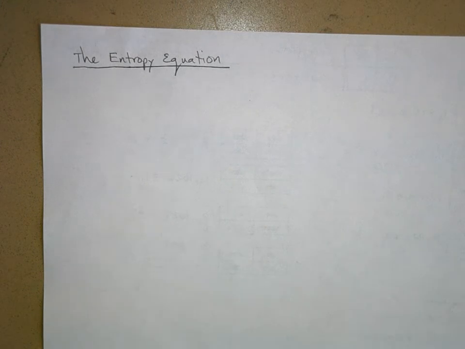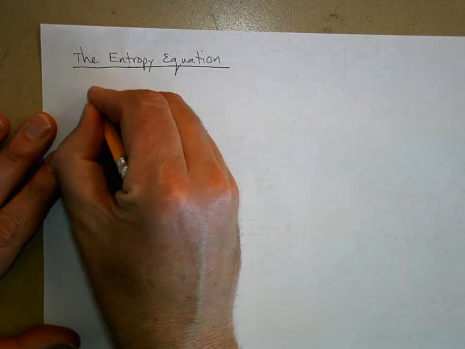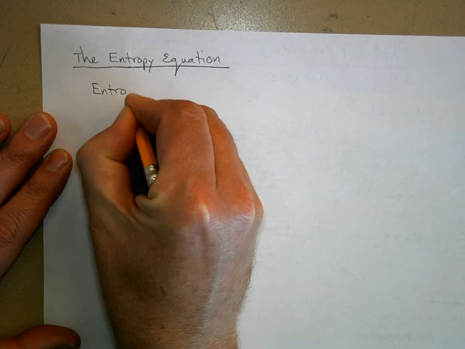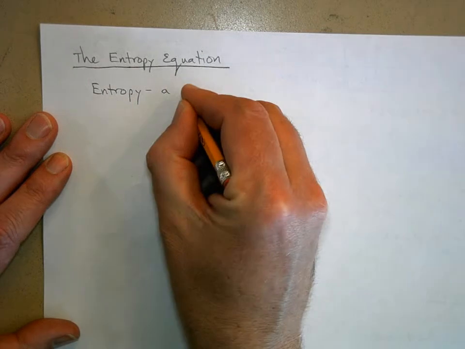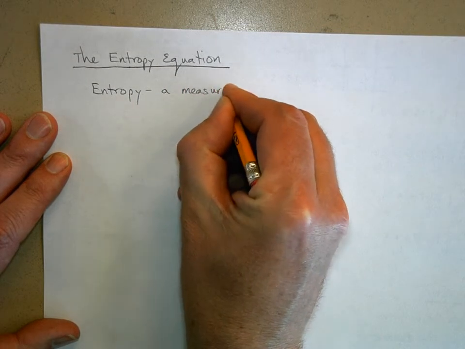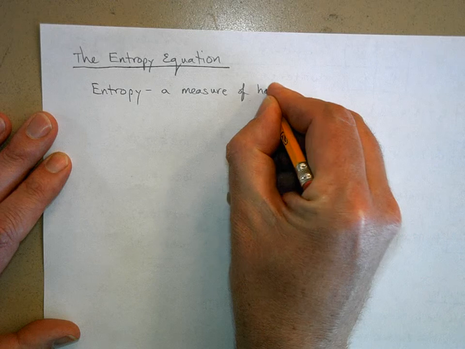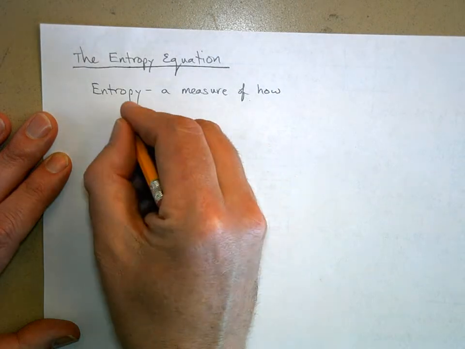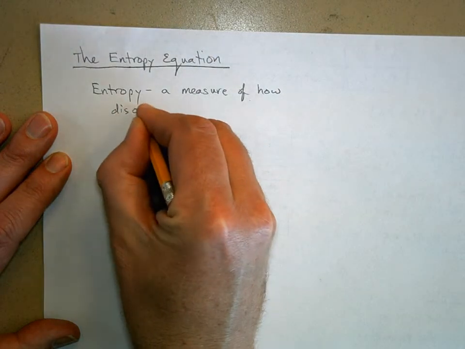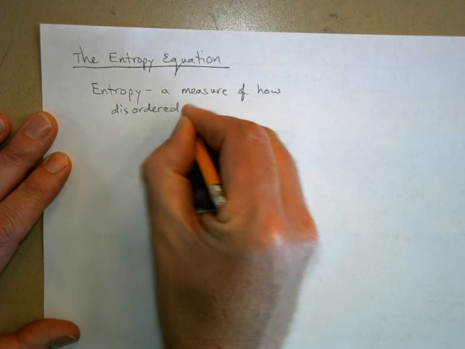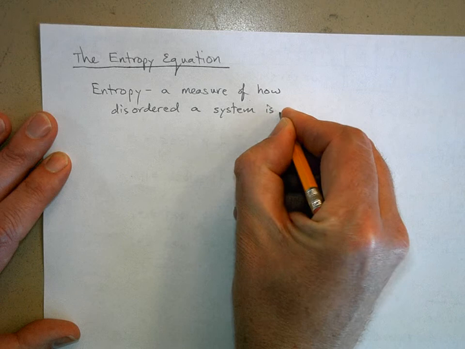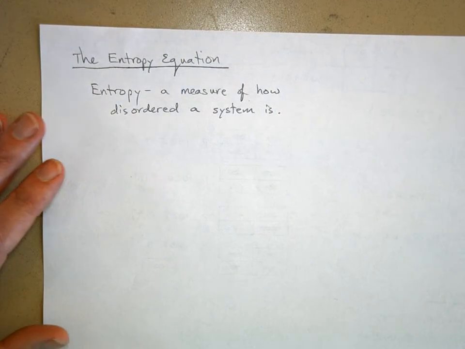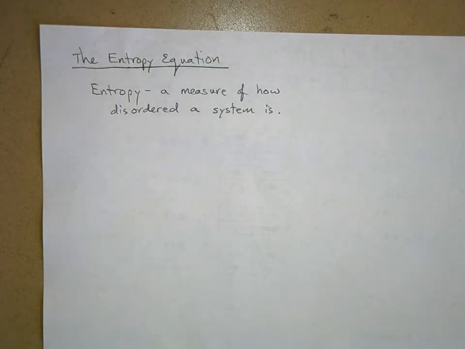All right, we have this concept called entropy. And entropy is a measure of how disordered a system is. Okay, how disorganized something is. The more disorganized something is, the higher its entropy.